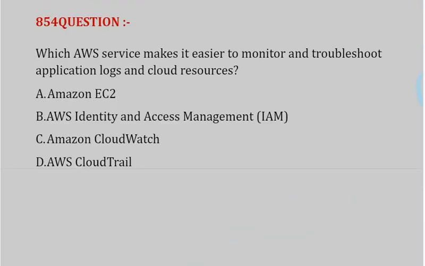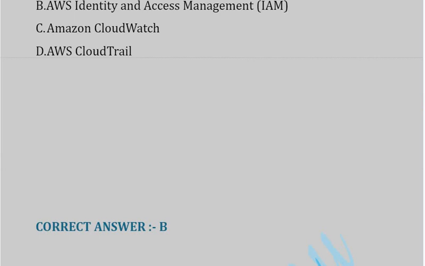Question is, which AWS service makes it easier to monitor and troubleshoot application logs and cloud resources? Option A, Amazon EC2. Option B, AWS Identity and Access Management IAM. Option C, Amazon CloudWatch. Option D, AWS CloudTrail. Correct answer is option B.